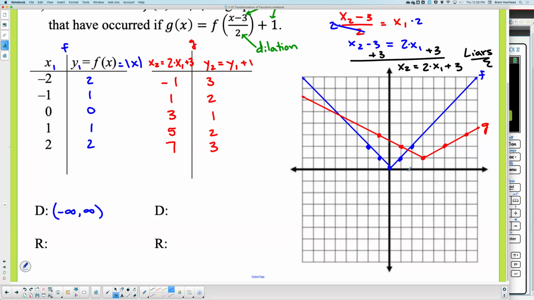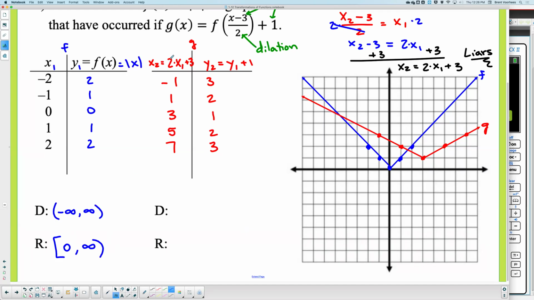Now tell me about the range. Is the range all reals? Do I have negative y's, positive y's, and a 0 y? I have a positive y and I have a 0, but I do not have negative. So we would go with a bracket from 0 until infinity like that. Now I'm going to do this exact same math over here on the domain and range.